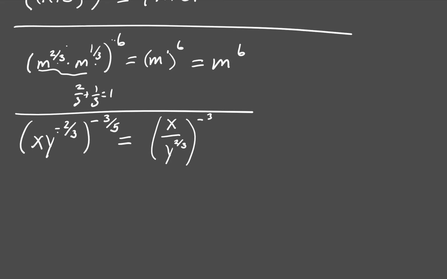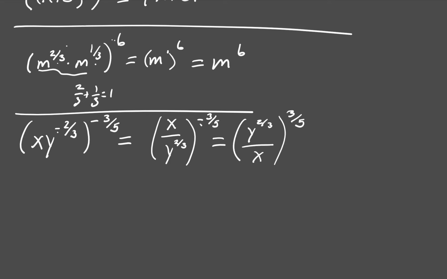And then I've got this negative 3/5 on the outside still. That negative says I need to flip the fraction over, right? This is moving the denominator up to the numerator and the numerator down to the denominator. So if I get rid of that negative, I will have a y to the 2/3 on the top, I will have an x on the bottom, and that still leaves me with this 3/5 here.